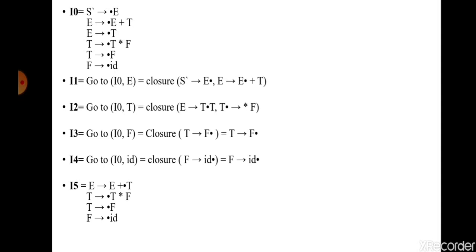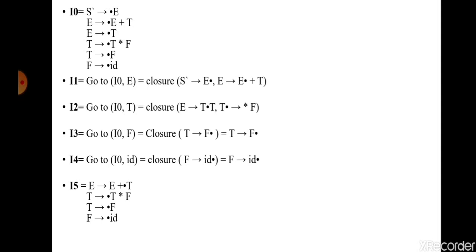Here also the first production is S dash tends to dot E. After that we find the goto function for all terminals and non-terminals. In the first step we find goto of I0 comma capital E. That means in the I0 state, for the particular non-terminal capital E, we move the dot symbol one position from left to right.